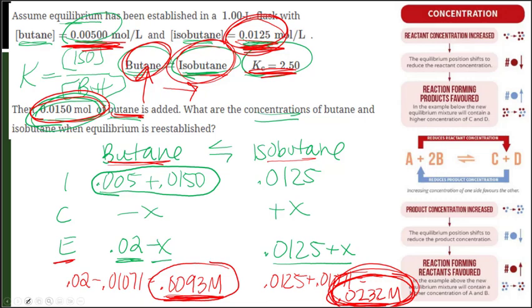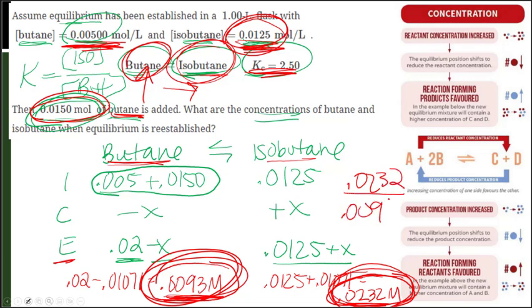Let's just double check to make sure that our equilibrium constant is still the same. If I did my products divided by reactants, in your calculator, can you do 0.0232 divided by 0.0093? We should get 2.5. Double check it.